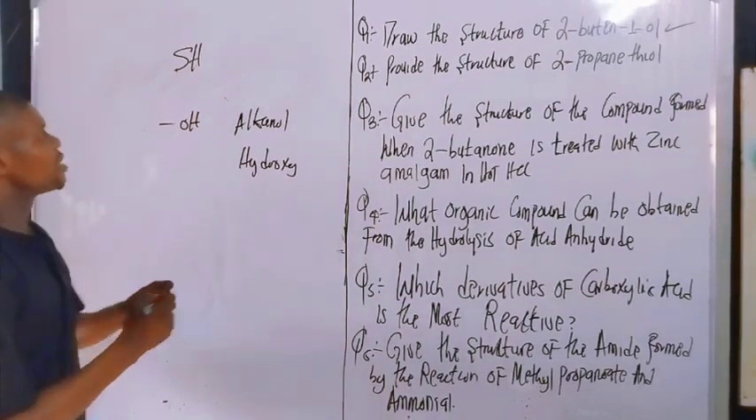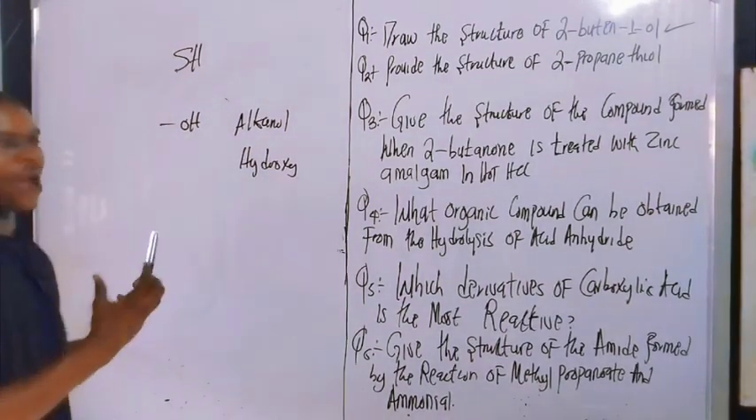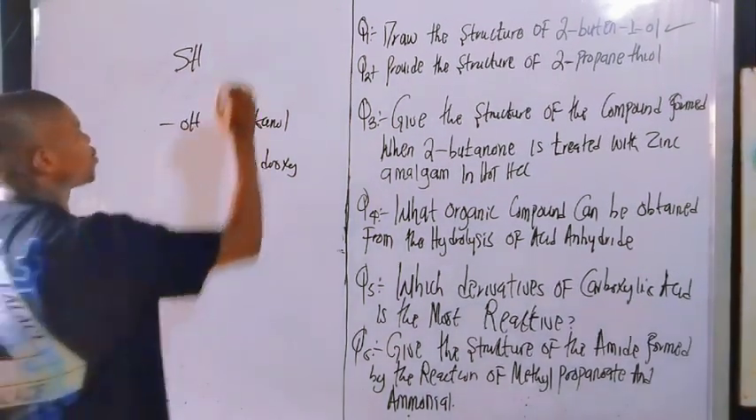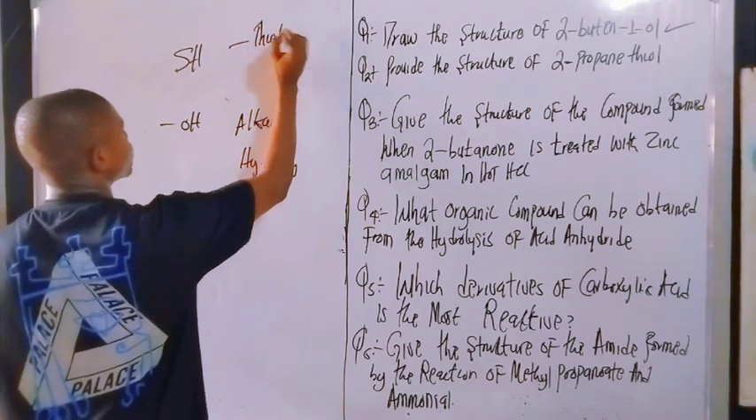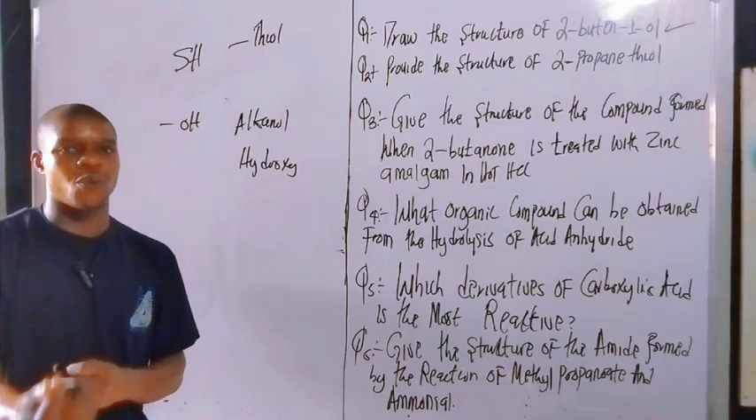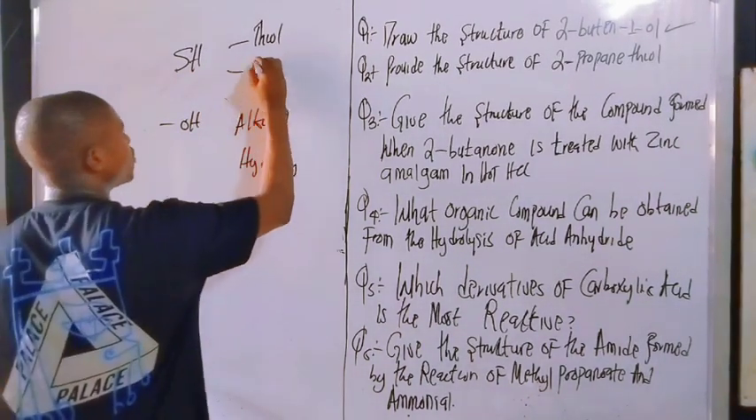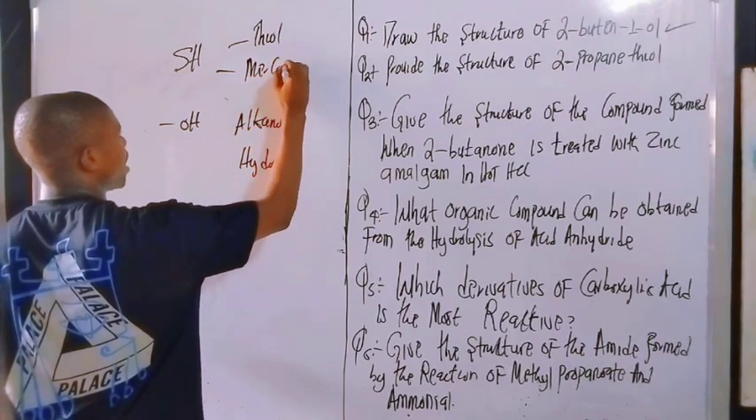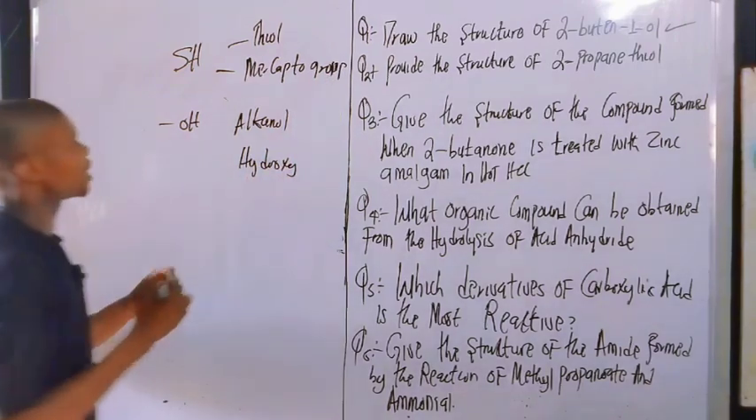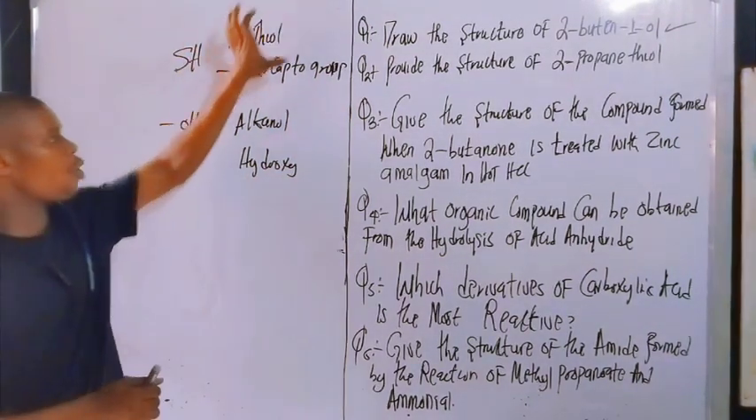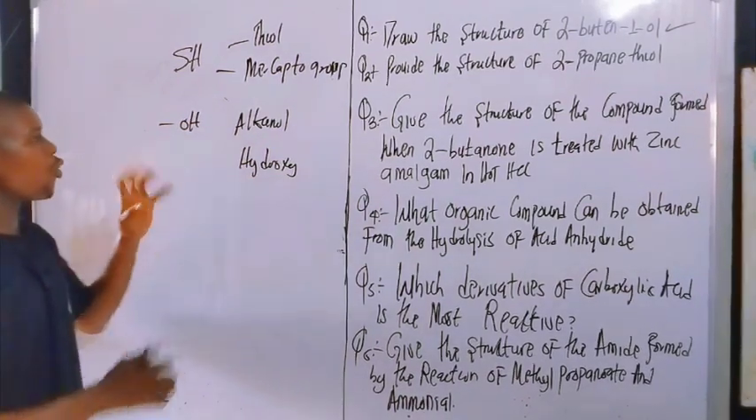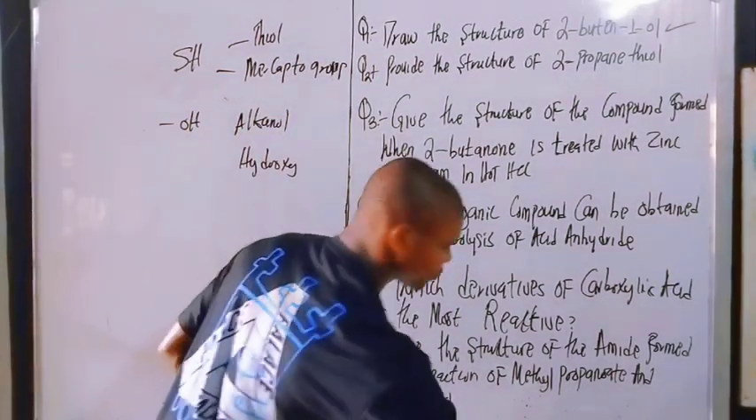Now when this XH is acting as the parent chain, as the main functional group, it's called thiol. But when it's acting as a substituent, it's called the mercapto group. Right there. So SH can be thiol or mercapto. Now OH can be alkanol or hydroxy. Do you understand? So we are done with this one. Let's go on.